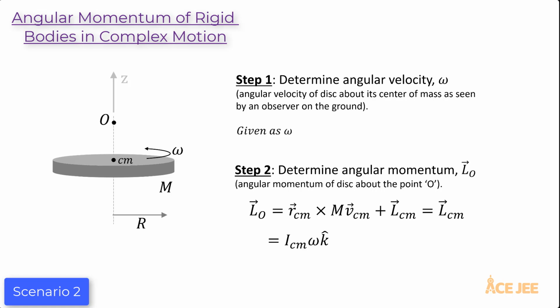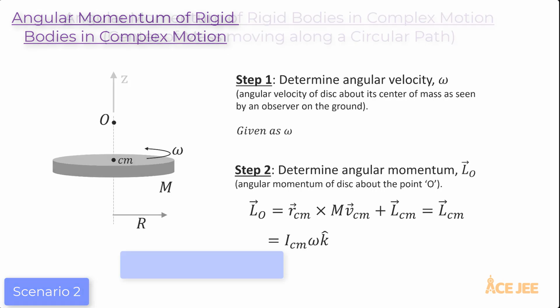So in the given scenario, for a uniform disk of mass m and radius r rotating about an axis perpendicular to the disk and passing through its center with angular speed omega, the angular momentum about any point in the space, say O, will be I_CM, that is the moment of inertia about the center of mass, times omega, or half m r square omega in this case.